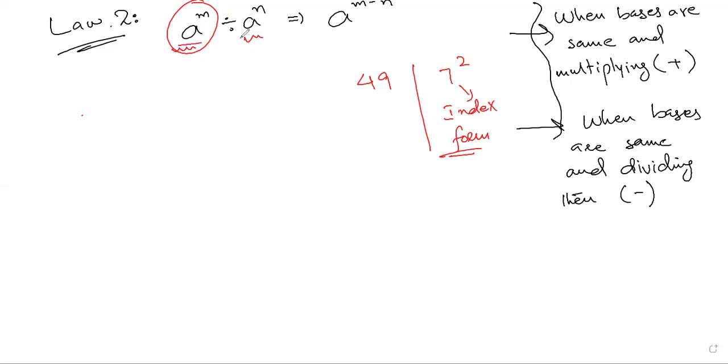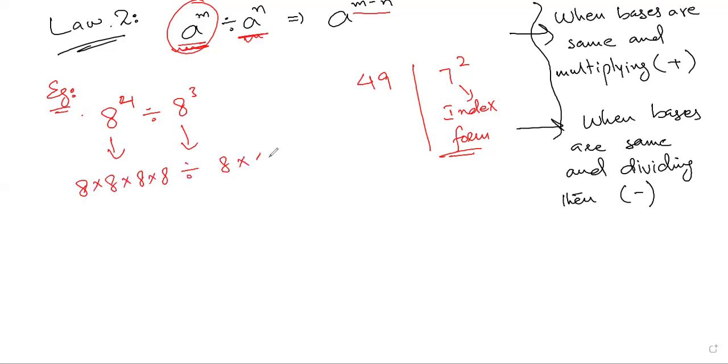So when bases are same, a's and a are same, and there is m and n, so the powers are going to subtract. For example, if you have some questions like a to the power 2 divided by, make it 4, and a to the power 3. How are you going to do this? The one way is you will do it like 8 times 8 times 8 times 8, divide 8 times 8 times 8. You will just multiply this and there will be some number and you will divide this by this number and you will get something in result.